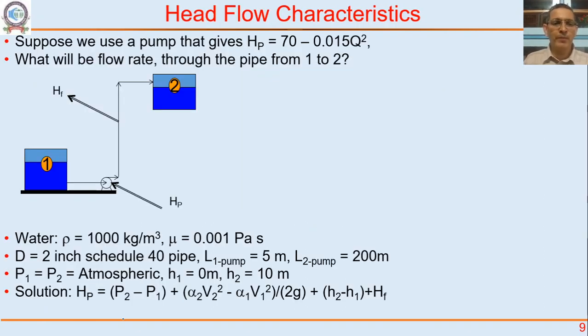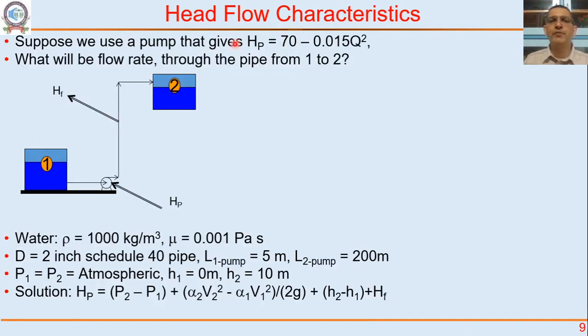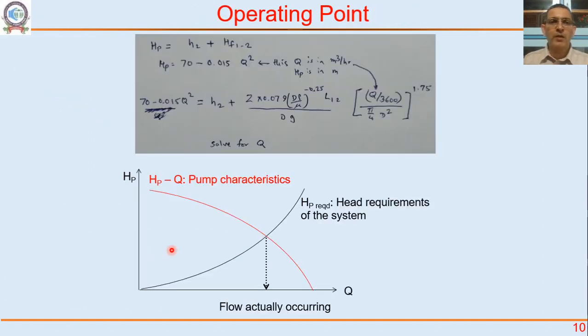Okay, so here is a problem. So here is another problem that we have been doing. You want to transport water from here to here. Now you see, this is the actual behavior. This is like a parabolic equation. This is that parabolic equation that I gave you. Go back to that Bernoulli equation lecture. This problem I had given to you. Okay. Now recall from there how we used to do. HP is H2 plus HF12. This is from that lecture only.